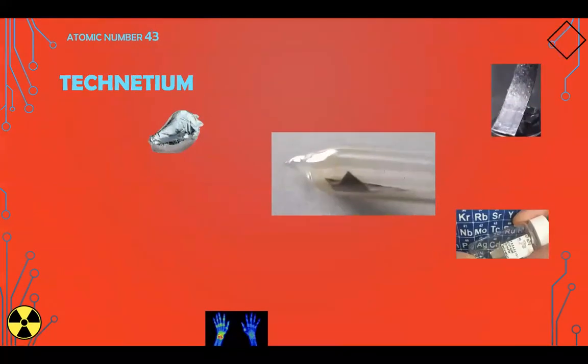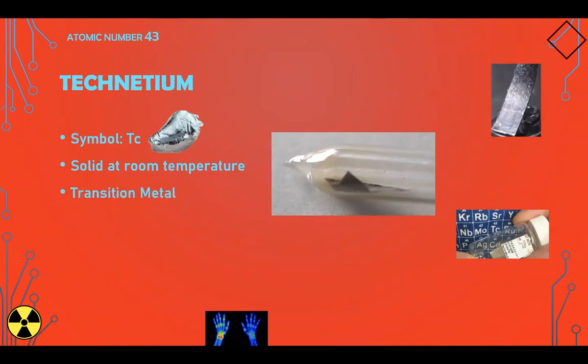Technetium. Well, this is interesting because technetium symbol is Tc. It is a solid at room temperature. It's a transition metal. And these symbols over here mean two things. First of all, technetium is silvery gray in color, and it is the first synthetic element. How cool is that?